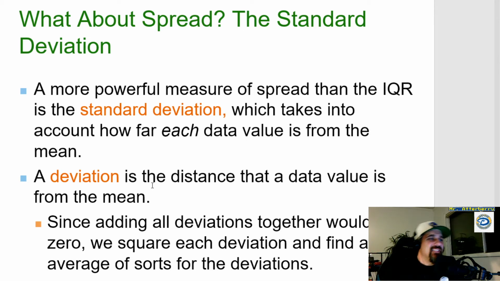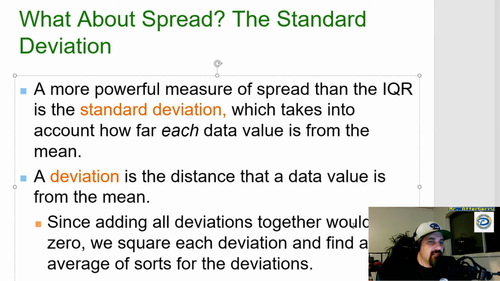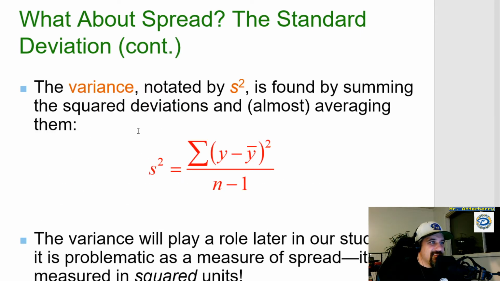The deviation is the distance that a data value is from the mean. Deviation, how far does it deviate? Since adding all deviations together would total 0, we square each deviation and find an average of sorts for the deviations. If we do everything with technology, there's a way to do it by hand. It looks like this. This is called variance. You square root this, and that's your standard deviation. So variance is your standard deviation squared. It's by summing these squared deviations and almost averaging them.